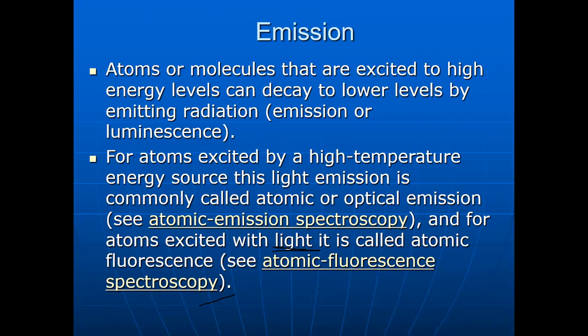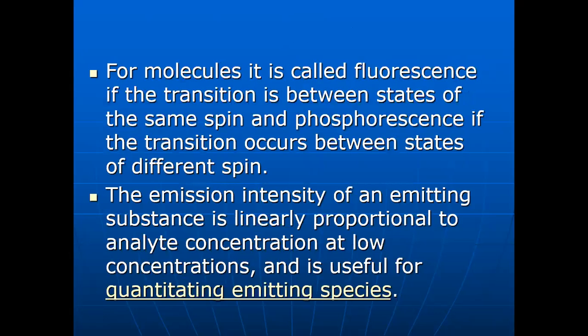Okay, students, now we will see about these two types of emission. For molecules, it is called fluorescence if the transition is between states of the same spin, and phosphorescence if the transition occurs between states of different spin. What is a spin? Spin is the spin quantum number. You have to know what a spin quantum number is. So only then can we see fluorescence.